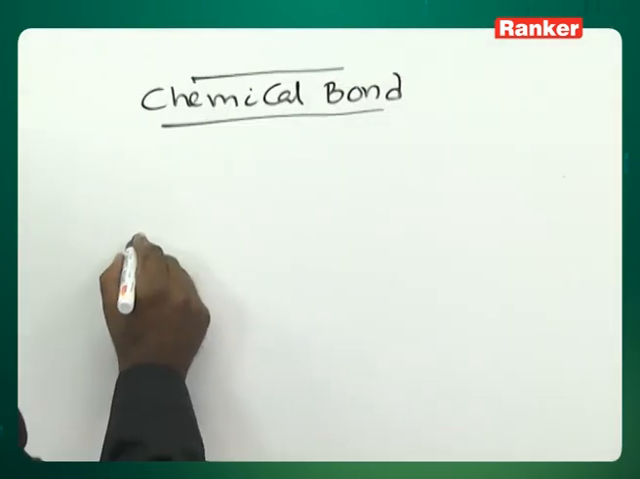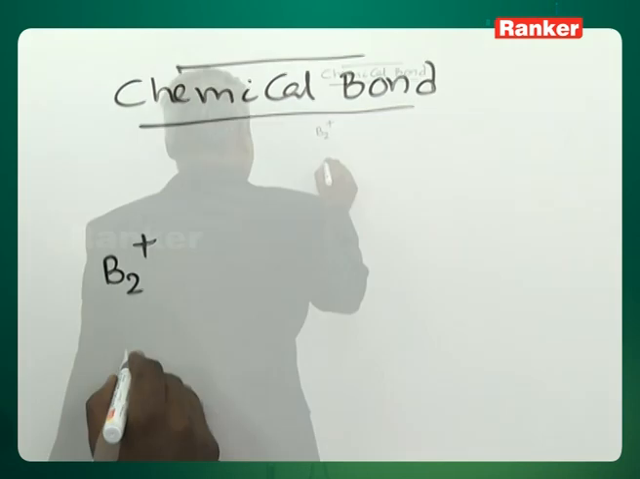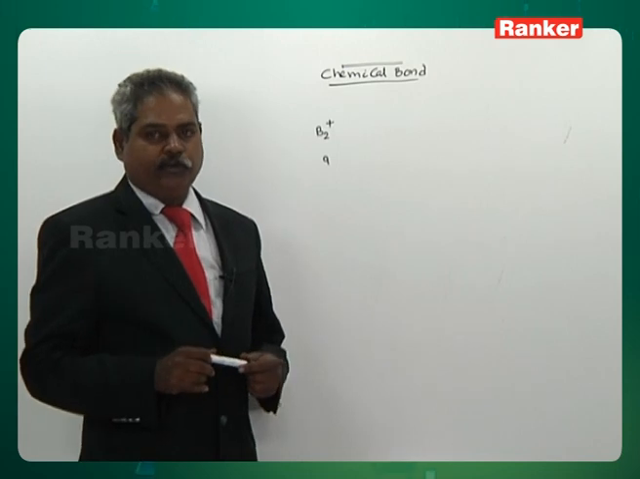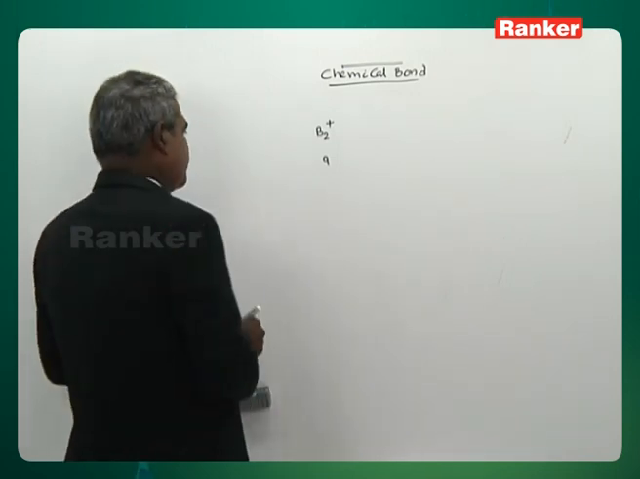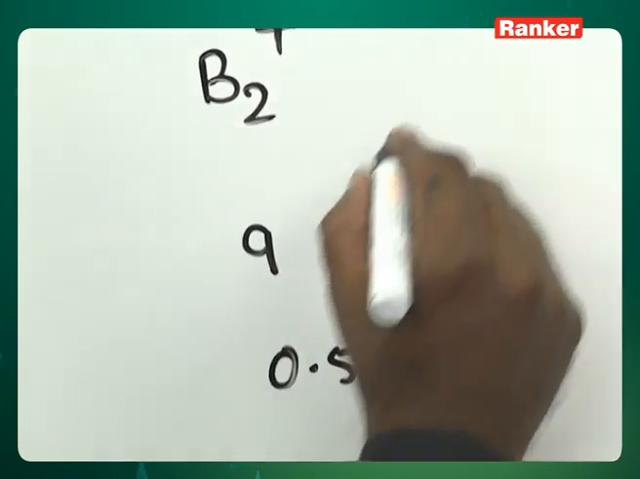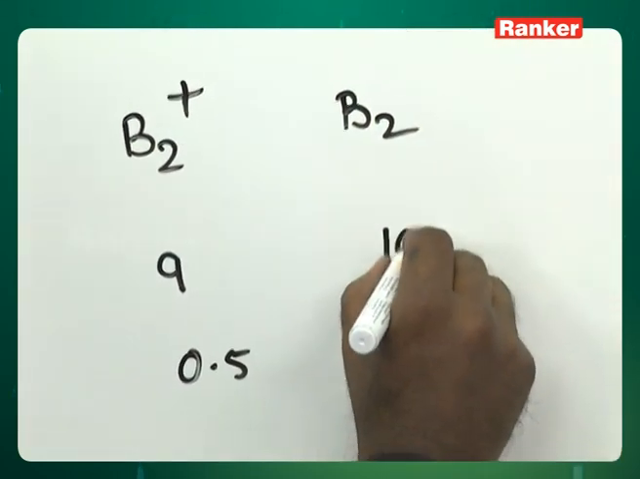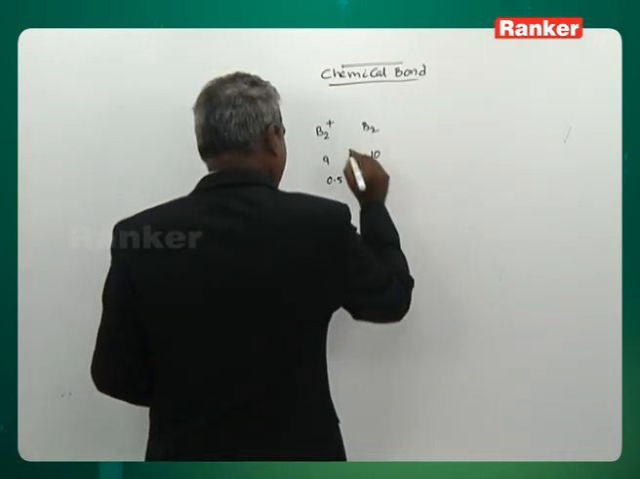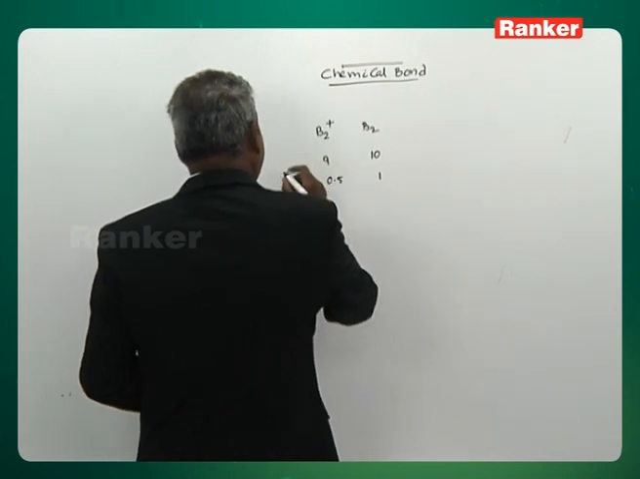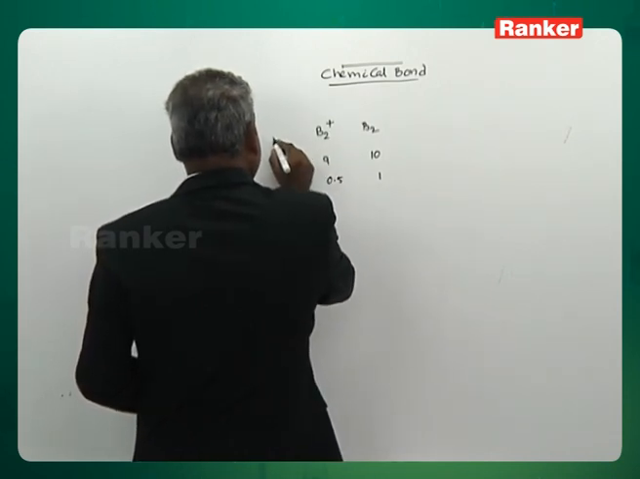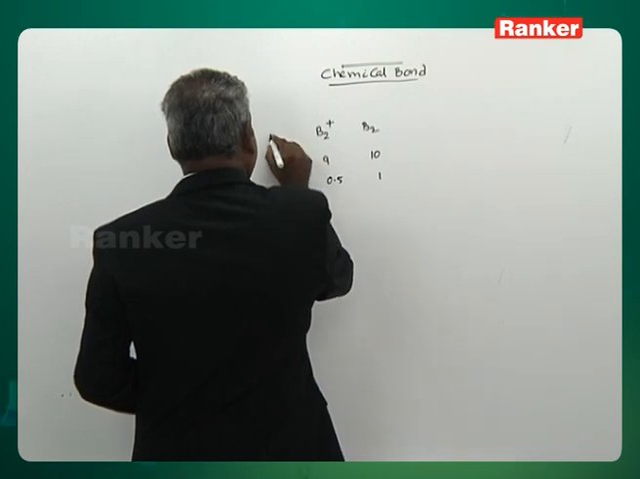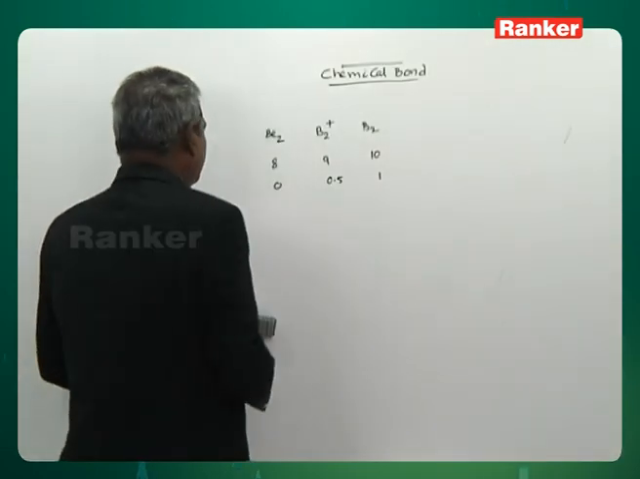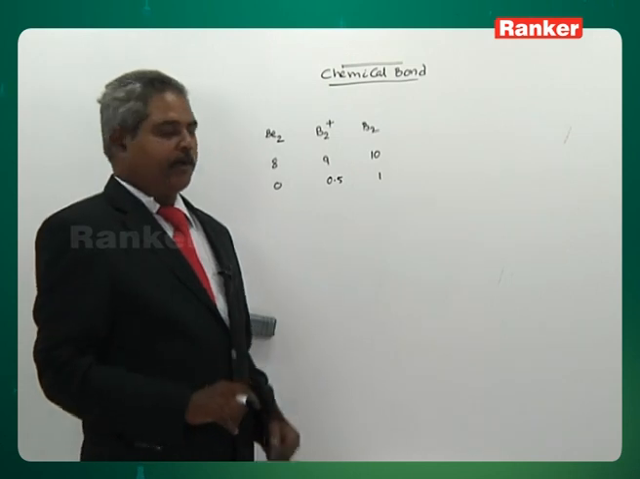Look here. B2 plus, the total number of electrons is 9. What do you mean by B2 plus? 2 borons with 1 electron removed from them. The bond order is 0.5. B2, 10. What do you mean by B2? 2 boron atoms. The bond order is 1, because the 9th is bonding, and up to 8 the bond order is 0. Who will be 8? Be2. For 8, the bond order is 0, because you have 4 bonding and 4 anti-bonding.